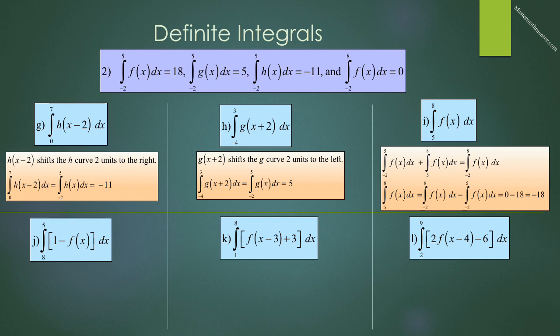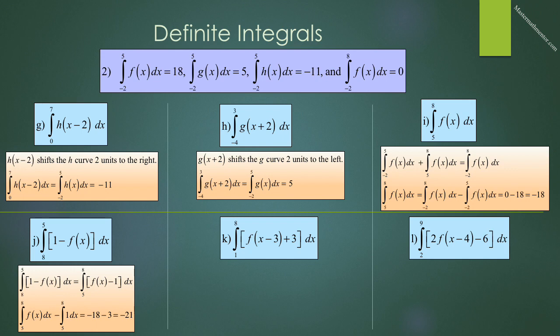I asks for the integral from 5 to 8 of f of x dx. We know that the integral from negative 2 to 5 of f of x dx plus the integral from 5 to 8 of f of x dx is equal to the integral from negative 2 to 8 of f of x dx. So the integral from 5 to 8 of f of x dx is equal to the integral from negative 2 to 8 of f of x dx minus the integral from negative 2 to 5 of f of x dx. And we are given both of those values. 0 minus 18 equals negative 18.